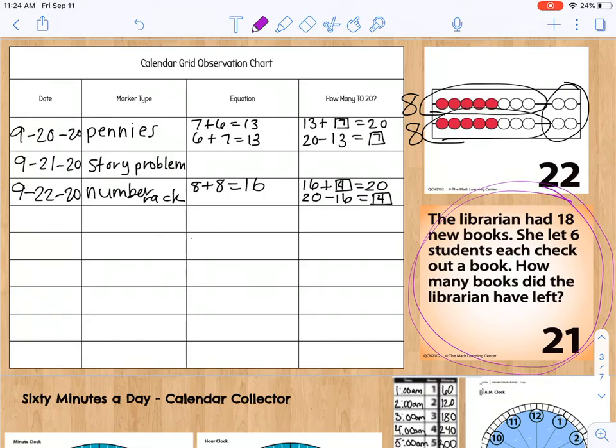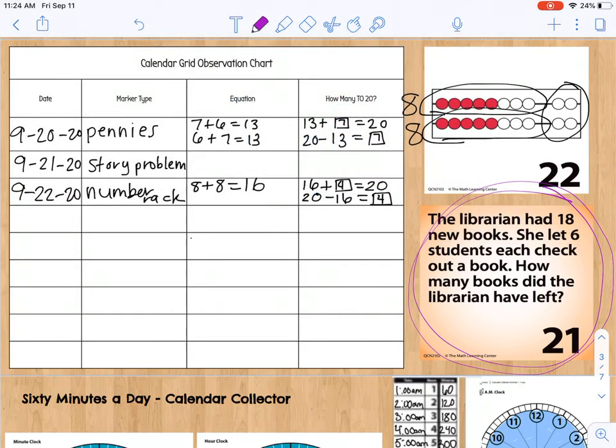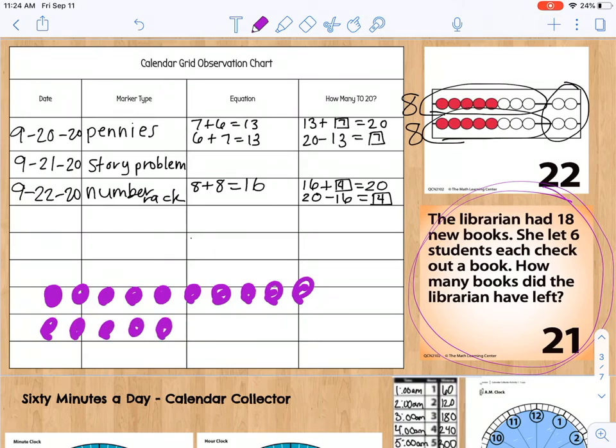Okay, so we've been working on acting out our problem. So I think we can probably act it out on our screen today by drawing some things. So let's think, how many books did the librarian have to start with? That's right, you can see she had 18 books to begin, right? 18 books. So we can go ahead and draw 18 books. 1, 2, 3, 4, 5, 6, 7, 8, 9, 10, 11, 12, 13, 14, 15, 16, 17, and 18.